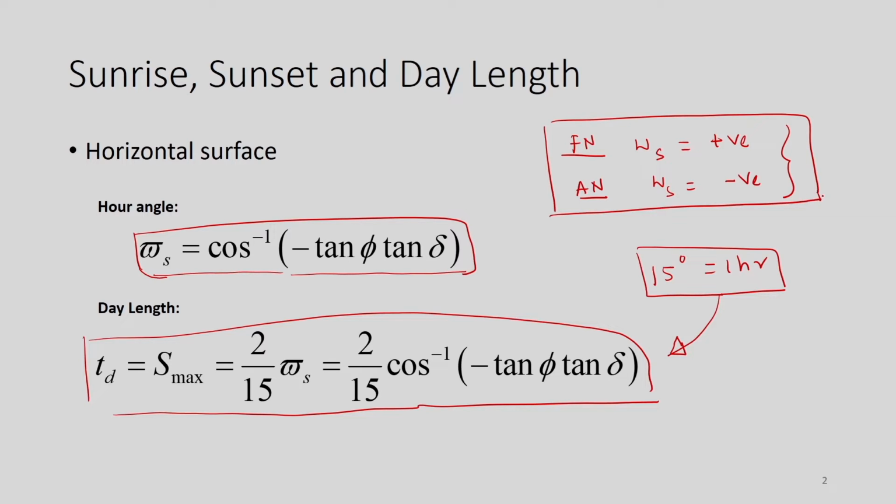Finally, we can express this day length T d, or maybe S max, as 2 by 15 into omega s. If we substitute the expression for omega s, the entire expression will look like this. So, let us study what will happen in the case of other surfaces.